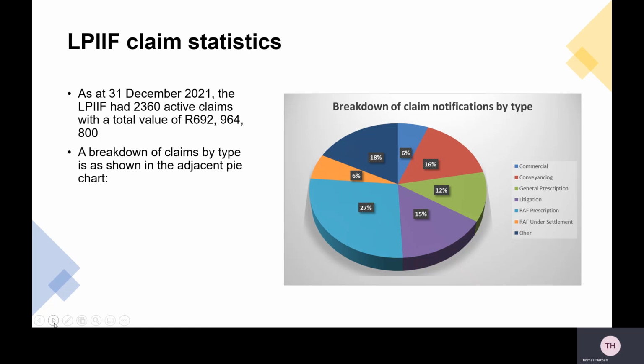If we were to look at the value of claims from the commercial insurers as well, the numbers would really be significant. So RAF prescription, RAF under settlement, litigation, general prescription, conveyancing and commercial matters are high risk areas that you'll see from the claim numbers. What we've done in order for the pie chart not to have too much information, we've just bundled all the other claim types in the last category, other.